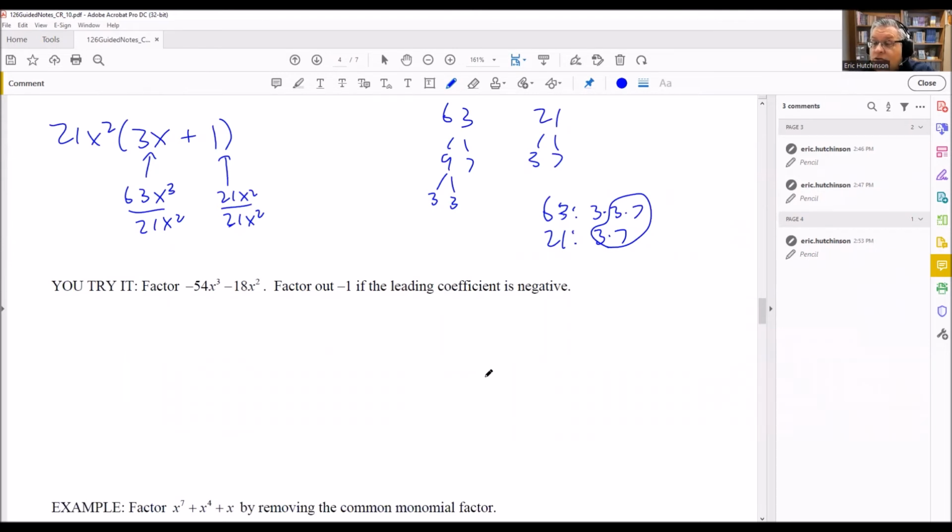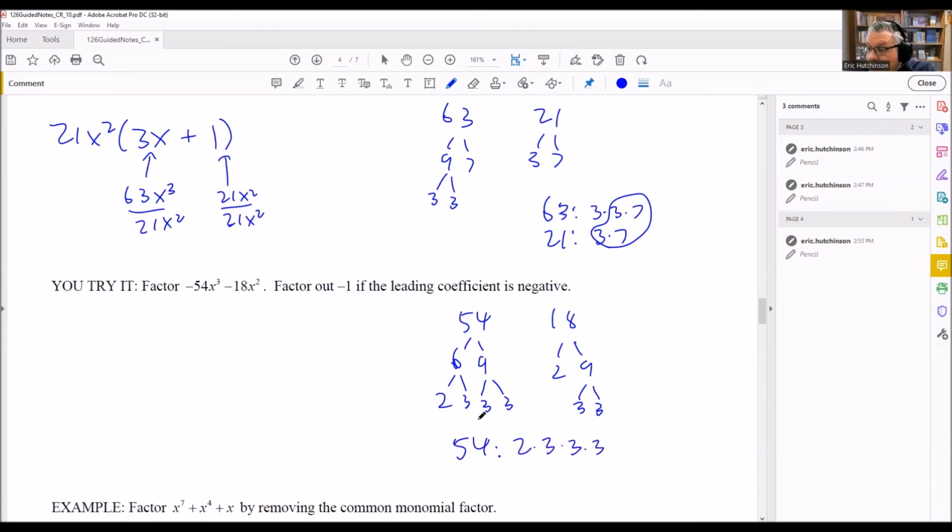Okay, let's do one more of those. Now this time we have 2 negatives again, so I do want to pull out a negative. And I want to work with 54 and 18. So 54, 6 times 9. And then we have 2 and 3. And 3 and 3 we have there. For 18, we have 2 and 9, and then 3 and 3. So for 54, I've got 2 times 3 times 3 times 3. And then for 18, I have 2 times 3 times 3.